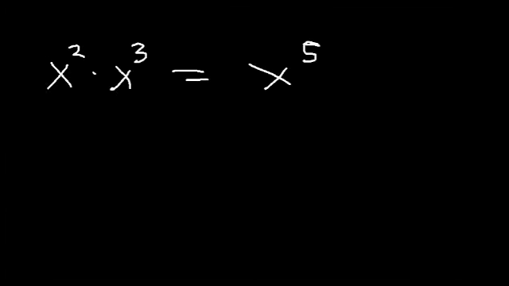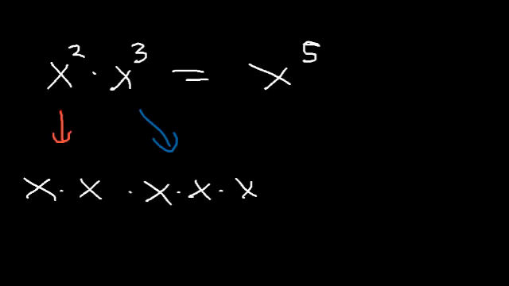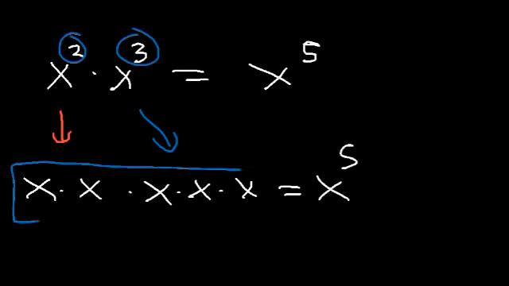Now let's explain why these rules work the way they do. So let's start with multiplication. We said that x squared times x cubed is x to the 5th power. Keep in mind, x squared is simply x times x. X cubed is x times x times x. There's 3 x's multiplied. So we have a total of 5 x's multiplied. That's why when you multiply common variables, you need to add the exponents. As you can see, we have 5 x's in this expression.